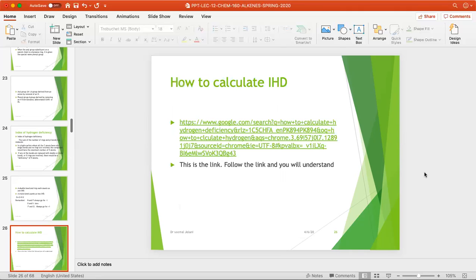Now it is difficult for me to calculate on the board, so I have copied a link, and this is the link. Follow the link and you will understand. In it, about 3-4 example structures are given, and they have explained how to calculate the index of hydrogen deficiency in great detail so that you can understand very clearly.